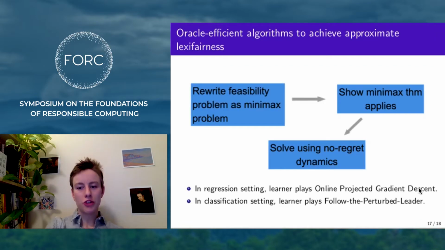Using this stable notion of approximate lexi-fairness, we derive Oracle-efficient algorithms. We rewrite the feasibility problem as a minimax problem, show that the minimax theorem applies, and then play a two-person zero-sum game between a learner, who plays a no-regret online learning algorithm, and an auditor, or dual player, who plays a best response to the learner's actions. We find lexifair regression models by having the learner play online projected gradient descent, and find classification models by having the learner play follow the perturbed leader.